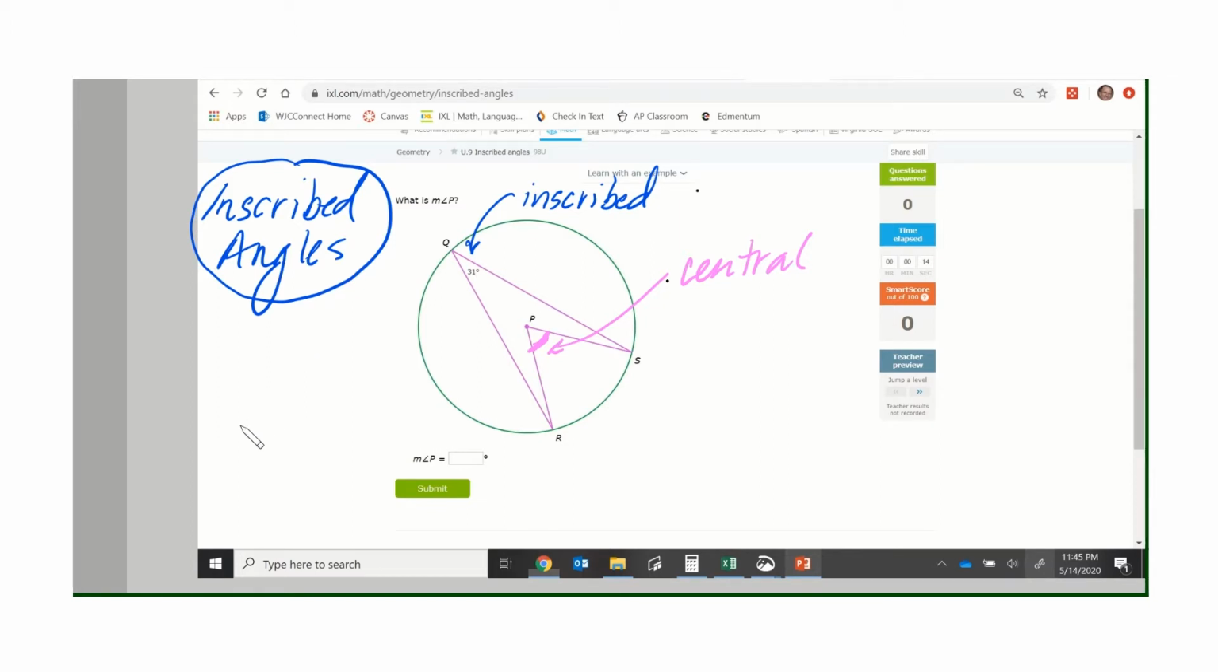And I don't know, they're kind of fun, and you can make all kinds of neat designs and logos especially with a combination of inscribed angles and central angles.